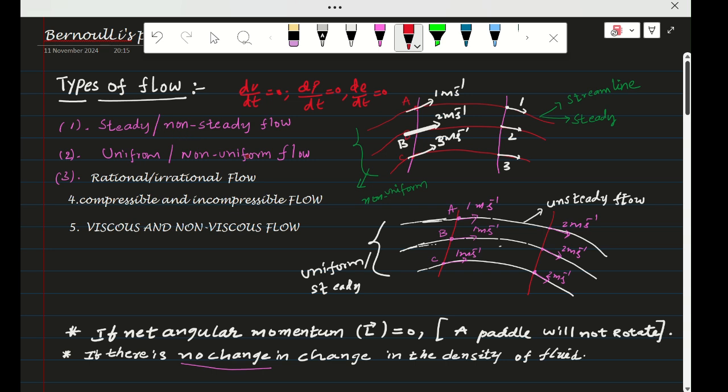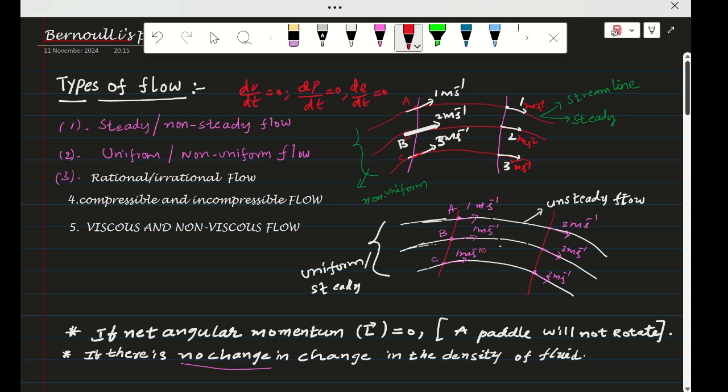With respect to time, velocity should not change. So this line is called steady flow, streamline flow. This line also is steady flow. This line also is steady flow. Because here velocity is 3 meter per second inwards, here also 3 meter per second. Here 2 meter per second inwards, 2 meter per second. 1 meter per second. But it is non-uniform speed, non-uniform motion of the fluid.